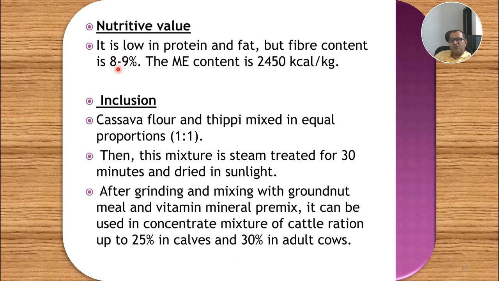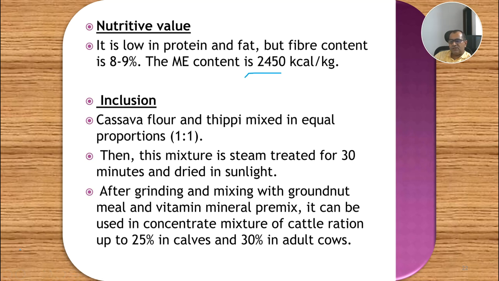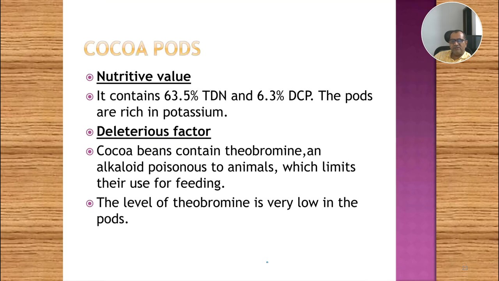So what is the nutritive value? It is just 8 to 9%. The metabolizable energy is 2450 kilocalories. Other things we can use here are especially the cassava flour and the pie. They should be proportionately used as 1 is to 1. Then the mixture is steam treated for 30 minutes. After grinding and mixing with groundnut meal and vitamin premix, it can be used as a concentrate to the extent of 20 to 30% maximum once again.